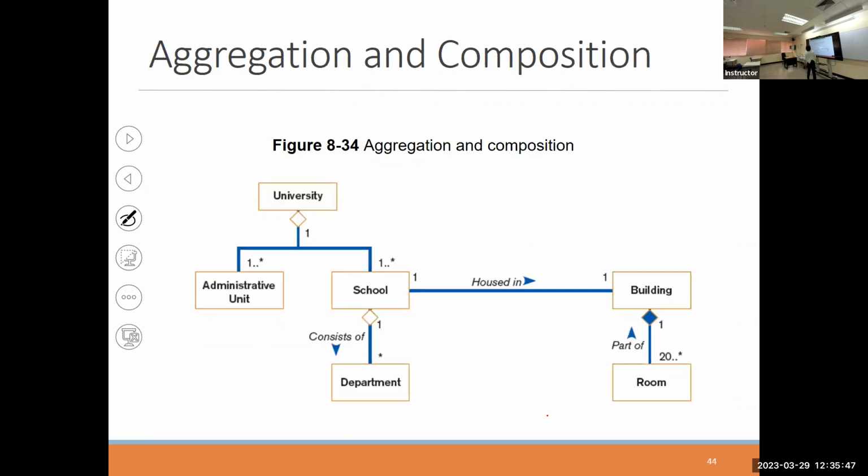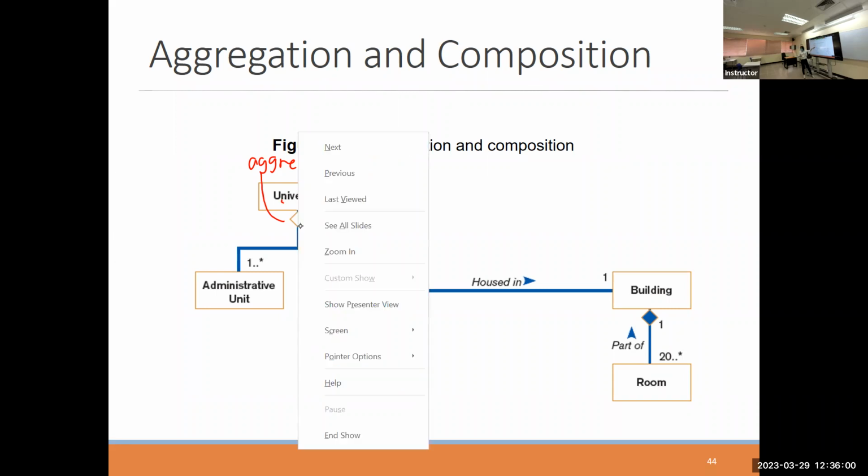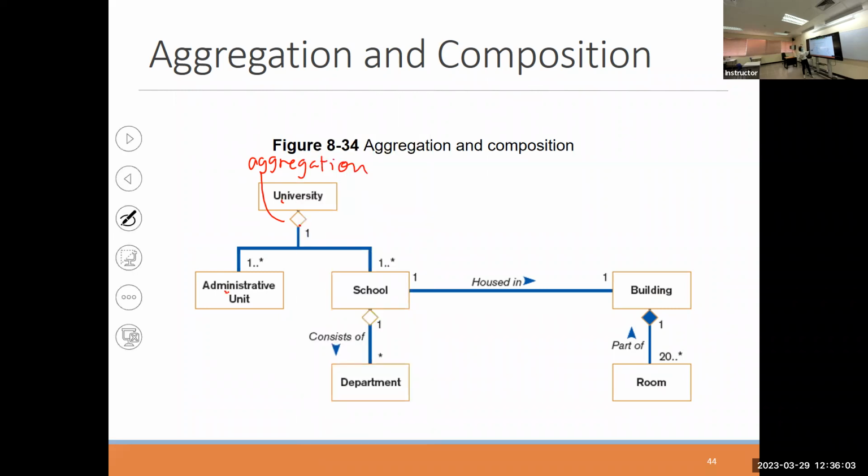Such as this, this is a white diamond, so this means aggregation. A university is composed of administrative units and schools. The school is also composed of departments. So we use the white diamond attached to the aggregate. Okay, and these are the parts. These are also the parts. This is the aggregate.